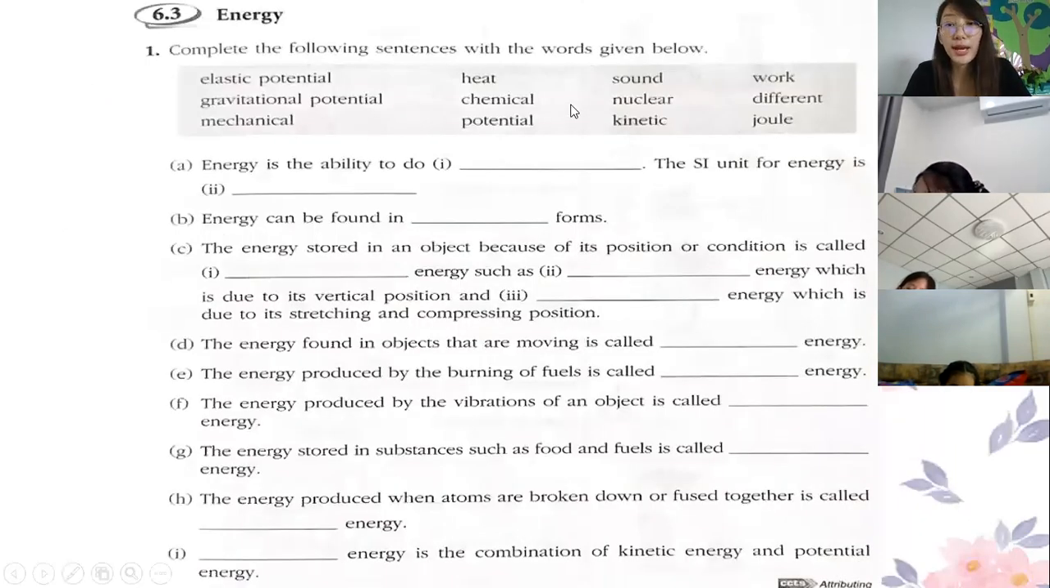So you have your books, right, everyone? You can get your books and we can do this together. So let's read the instruction here. Complete the following sentence with the words given below. So the words we have are elastic potential, gravitational potential, mechanical, heat, chemical, potential, sound, nuclear, kinetic, work, different, and joules. Okay, so it's on page number 67.